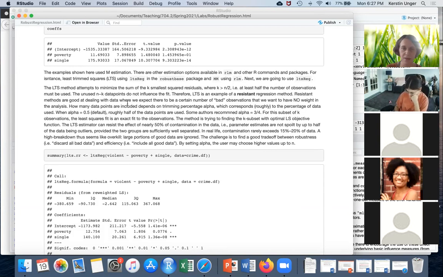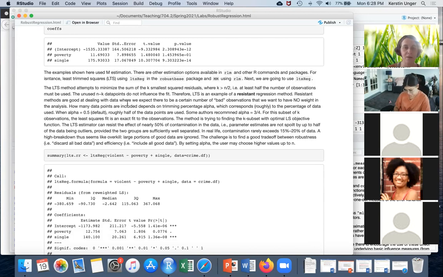The method is that you're minimizing the sum of squares of a subset of your original data points. That is usually labeled K or sometimes labeled P. And K is at least half of the number of observations in a data set. Right? So K is not smaller than 50% of your data.